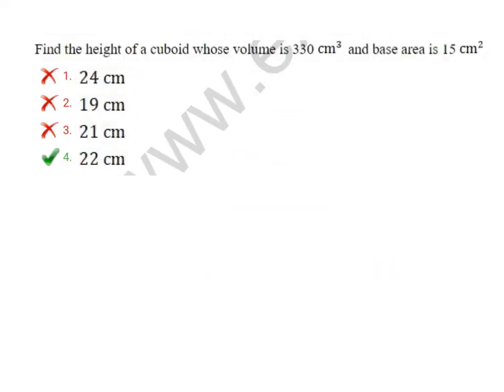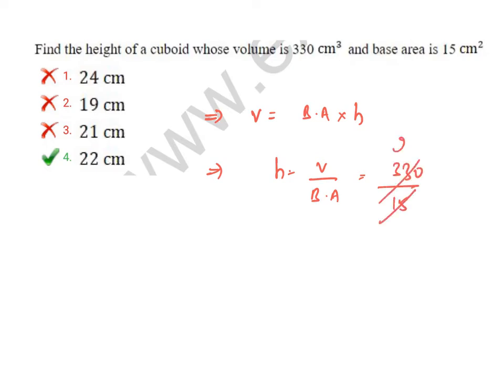Find the height of a cuboid whose volume is 330 centimeter cube and the base area is 15. For any prism, volume is base area into height. So for a cuboid also, height is equal to volume by base area. Volume is 330, base area is 15. 15 2s are 30 and 3 left, again 15 2s. Therefore, it is 22 centimeters.